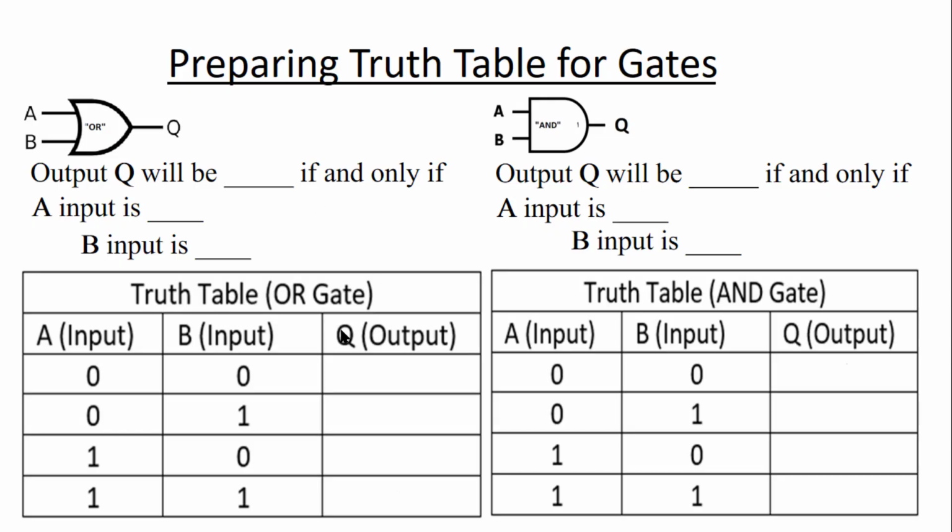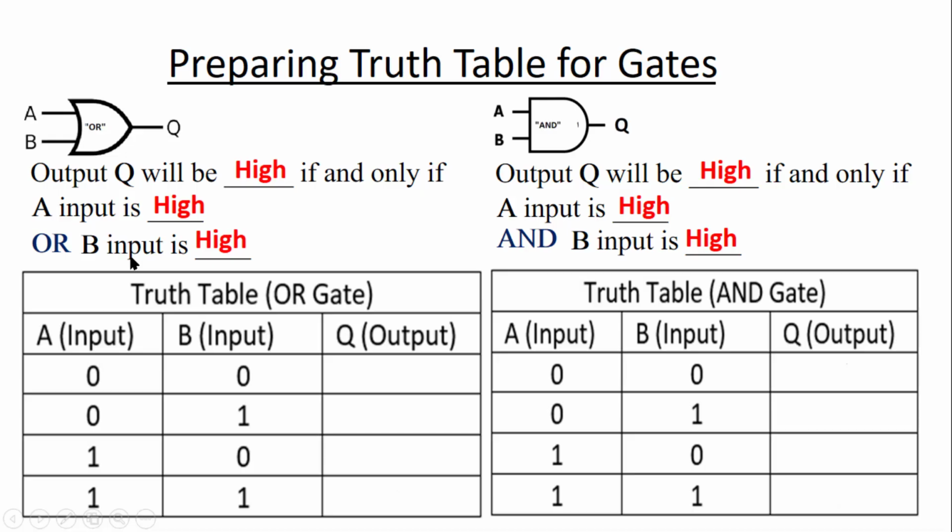So in order to remember the outputs a little easier, we have prepared a little truth table for these gates. So over here, let's do a little recap. Output Q will be high if and only if A is high or B is high. The output will be high if and only if A is high and B is high too.